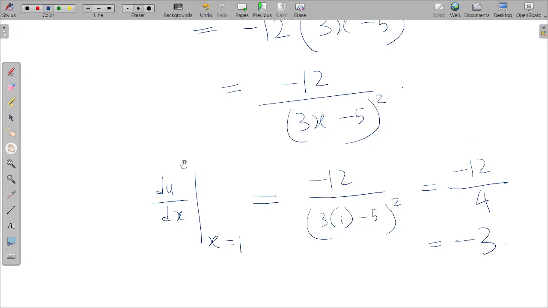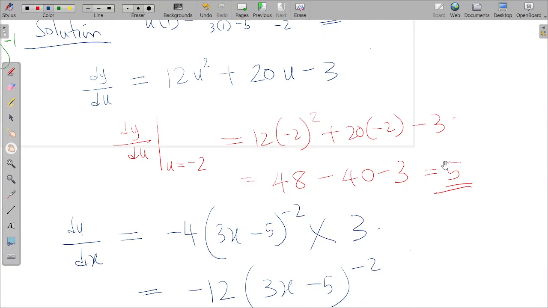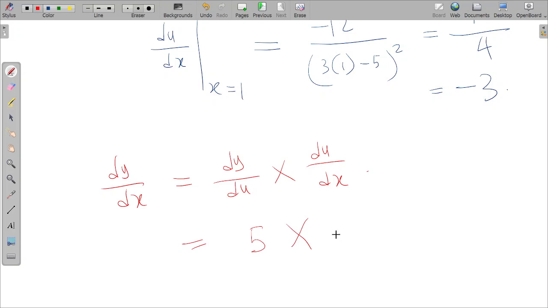Okay, that's fine. So we have du over dx when x equals 1 giving us minus 3. We have dy over du when u equals minus 2 giving us 5. But don't forget, for us to get the dy over dx that we are looking for, it is going to be dy over du multiplied by du over dx. And we're evaluating it at x equals 1, and x equals 1 was transferred to u to give us u equals minus 2. So that means we now have 5 multiplied by minus 3. And that gives us minus 15.